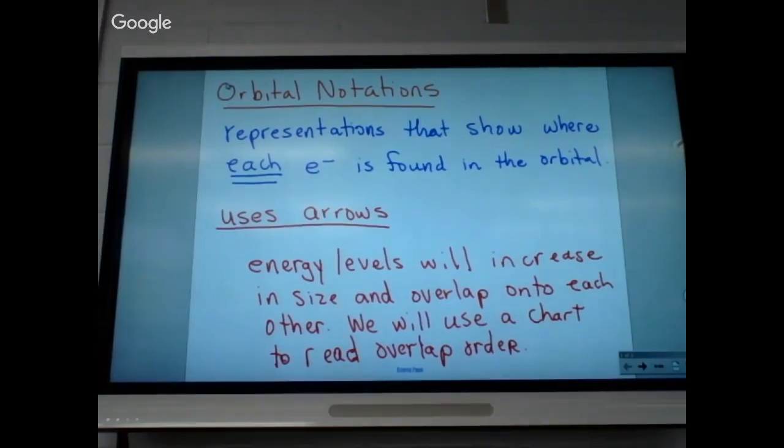So we have a chart that we can read that tells us the order in which the energy levels and the sublevels fall in the atom. Okay? Now, you can use this chart all the time. There's just a little bit of a catch. You have to be able to draw it.